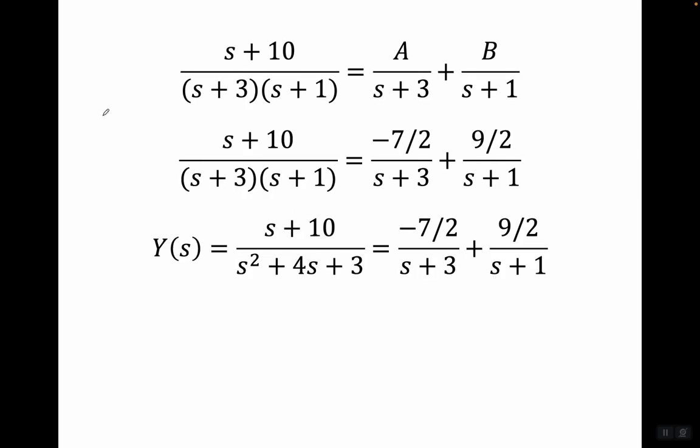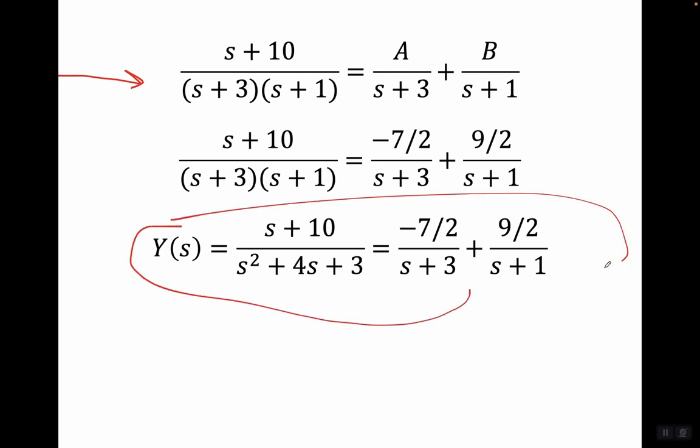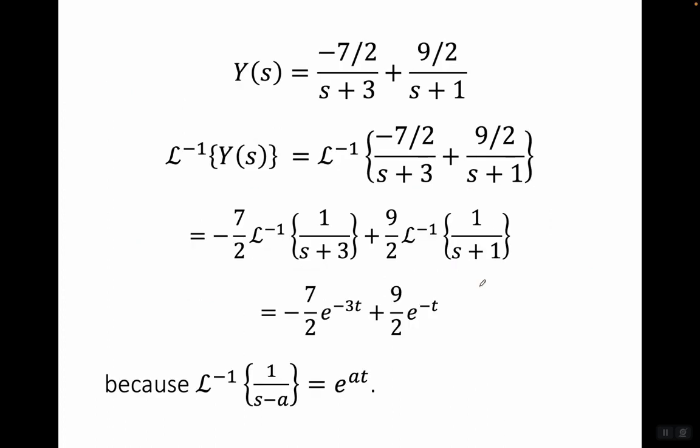Great. So we've seen that you can rewrite this fraction as A over s plus 3 plus B over s plus 1. In other words, negative 7 halves over s plus 3 plus 9 halves over s plus 1. So this is what Y of s looks like. Y of s equals this fraction. In other words, it's going to be negative 7 halves over s plus 3 plus 9 halves over s plus 1. Okay, we take the inverse Laplace transform of each side, and this is what we end up with.